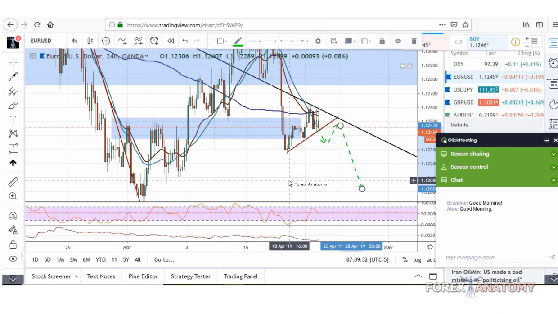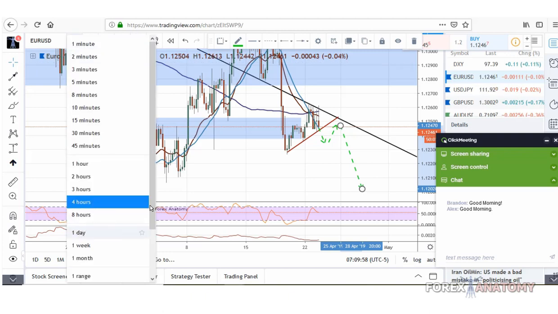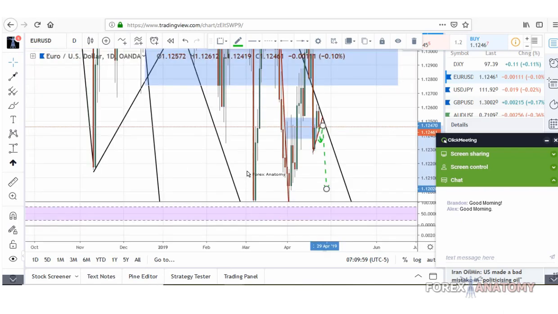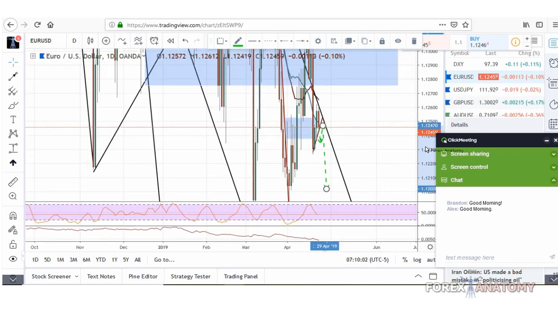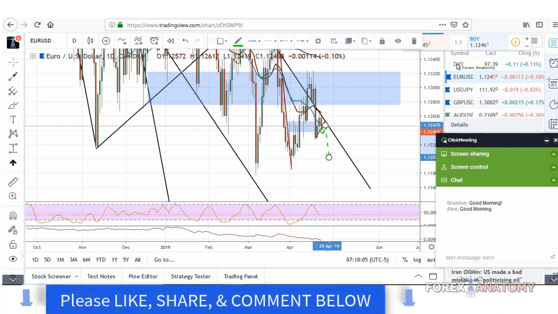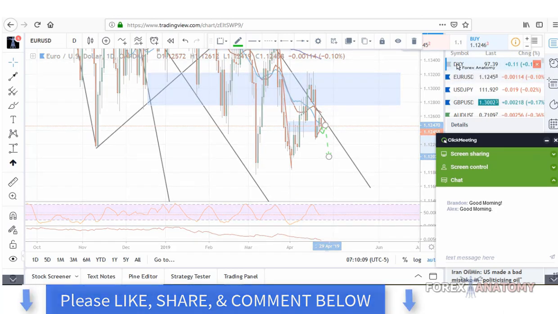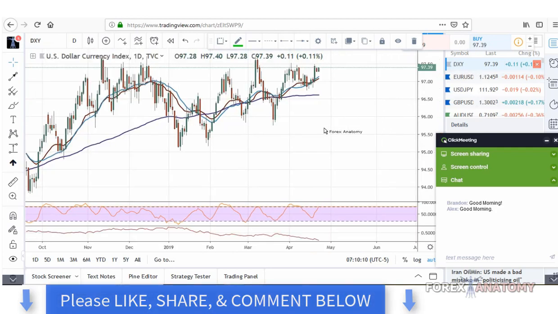And the only thing that has me concerned a little bit is what we see on the US dollar index. Based off of what we see on the Euro USD, my bias is still to the downside. I'm looking to sell the Euro USD. I'm trading in favor of the dollar. However, if we look at the Dixie or the US dollar index, you'll see something a little bit different to some degree. Let's go to the daily, and then we're going to go to the Dixie, the US dollar index.